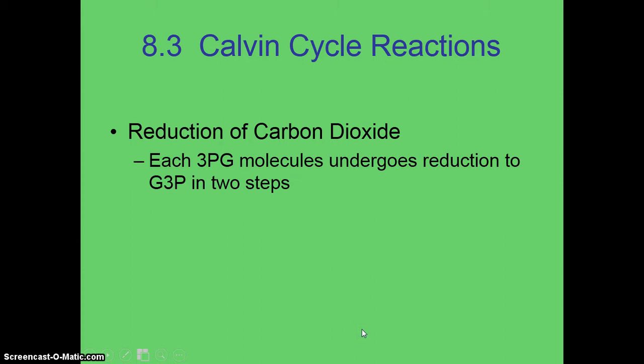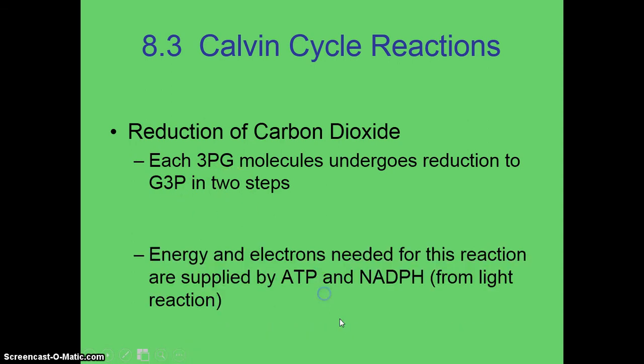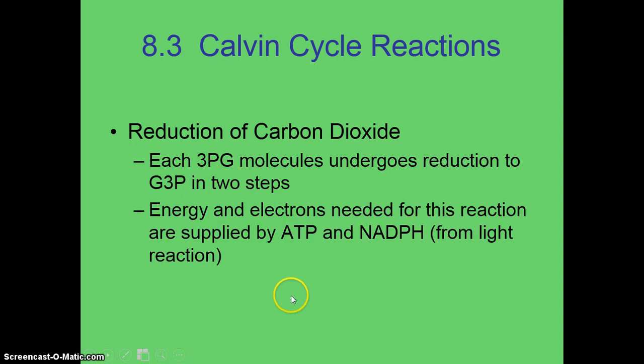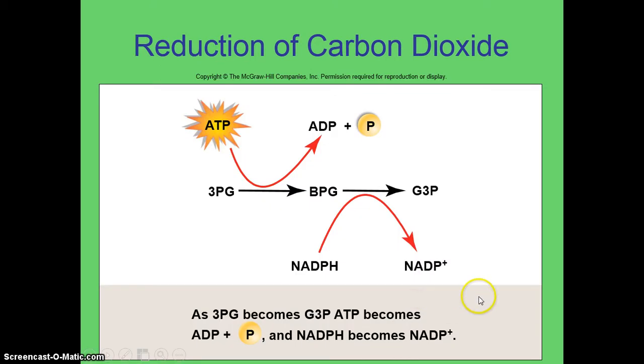Let's look at the reduction of carbon dioxide. Each 3PG molecule is going to undergo a reduction to G3P, and this happens in 2 steps. I know it's confusing, the 3PG, and then it gets reduced to G3P, but that's what's going on in this reaction. The energy and electrons needed for this reaction are supplied by ATP and NADPH, and this is what we receive from the light reactions, those 2 products.